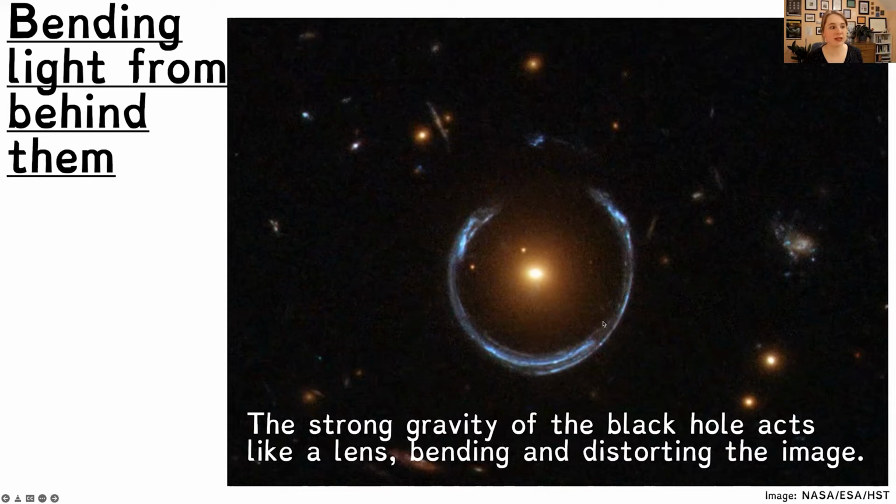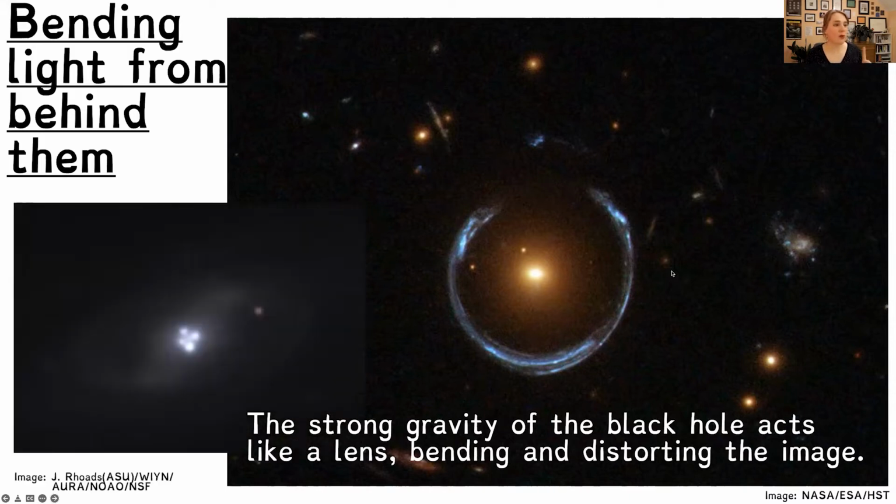It's almost a complete ring. And so the strong gravity of the supermassive black hole acts like a lens, bending and distorting the image. And this also gives us perhaps one of the creepiest, one more image.